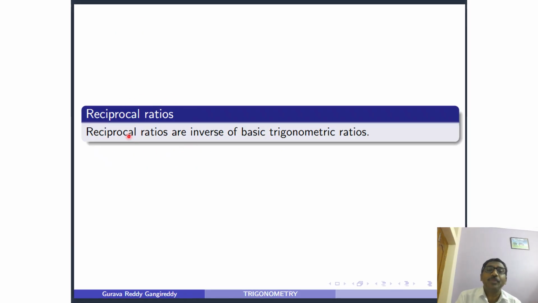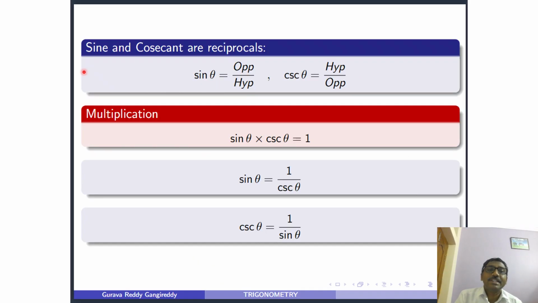Reciprocal ratios. Reciprocal ratios are the inverse of the basic trigonometric ratios. Sine and cosecant are reciprocals. Sin theta equal to opposite by hypotenuse, cosecant theta equal to hypotenuse by opposite. Multiplication: sin theta into cosecant theta is equal to opposite by hypotenuse into hypotenuse by opposite. After cancellation we are getting 1. So sin theta into cosecant theta equal to 1.